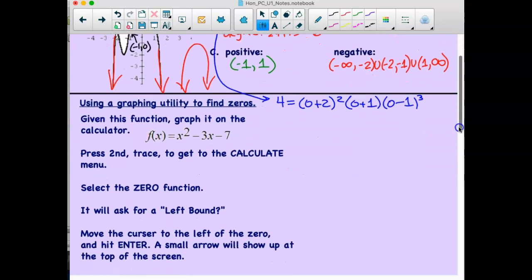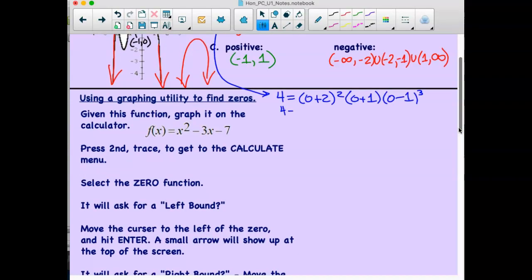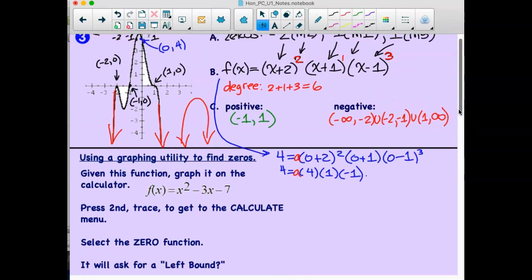So what you would end up with is that 4 equals 4 times 1 times negative 1. And I did forget the a, so the a would go here. There's a, there's a. A is the value that would go right at the front.